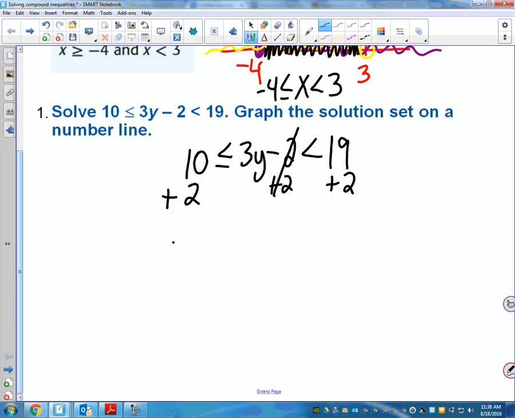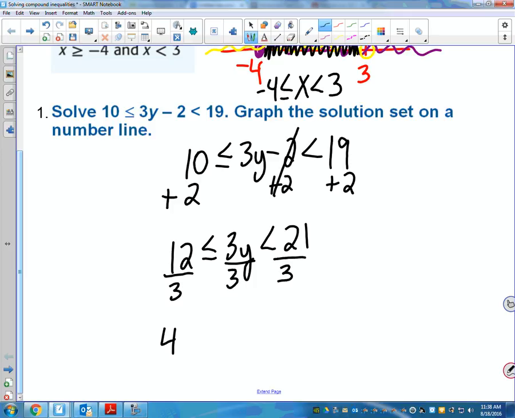So then I get 12 is less than or equal to 3y, which is less than 21. And then what would I do? Divide both sides by 3. And I would get 4 is less than or equal to y, which is less than 7.